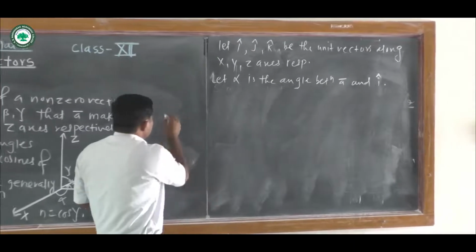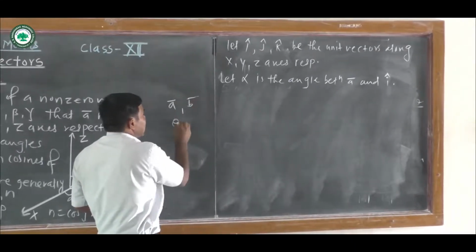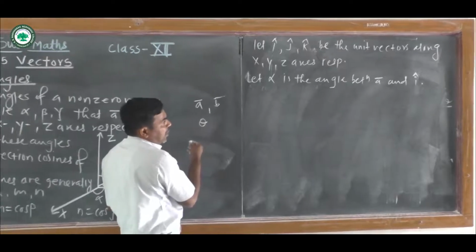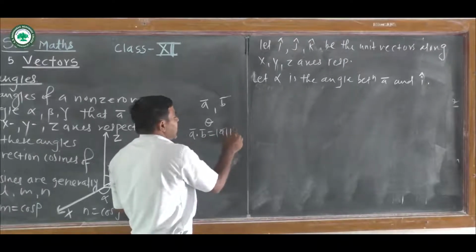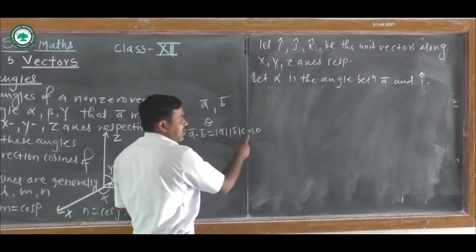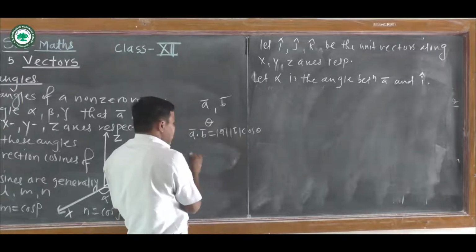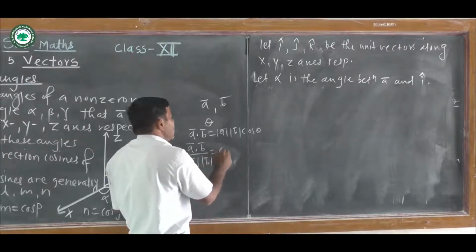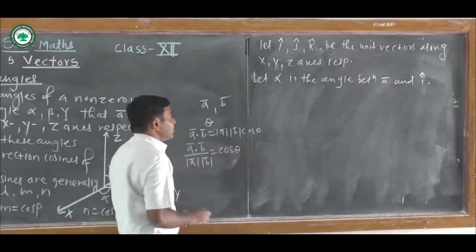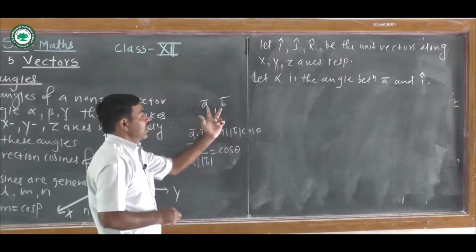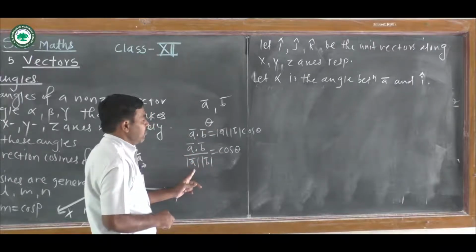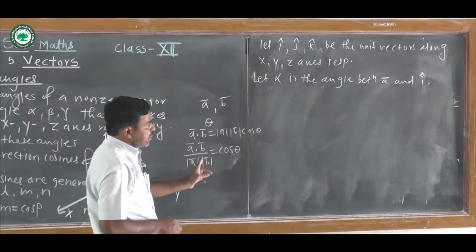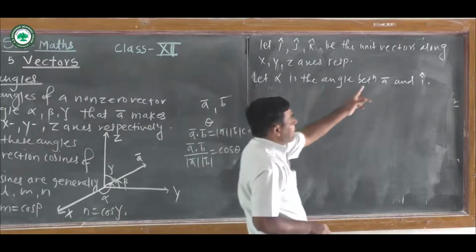We know that if we have a bar and b bar, two vectors, and theta is the angle between them, then by using the dot product, a bar dot b bar is equal to magnitude of vector a into magnitude of vector b into cos theta. This is the definition of dot product. From this, cos theta is equal to a bar dot b bar divided by magnitude of vector a into magnitude of vector b. Using this formula, here alpha is the angle between a bar and i cap.